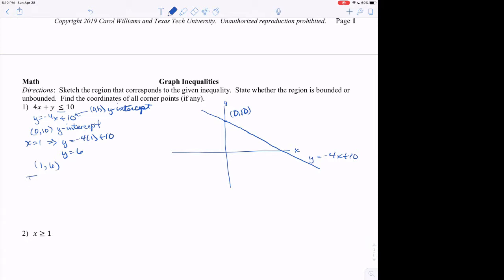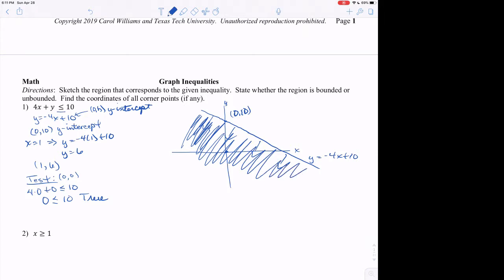Now, we want to test 0, 0. If I put 0 into my inequality, 4 times 0 plus 0 is less than or equal to 10, I get 0 is less than or equal to 10. Is that a true statement? Yes, it is. So this is true. That means that this point lies within the region, so everything less than this line satisfies that inequality. So that is the area that I would shade.